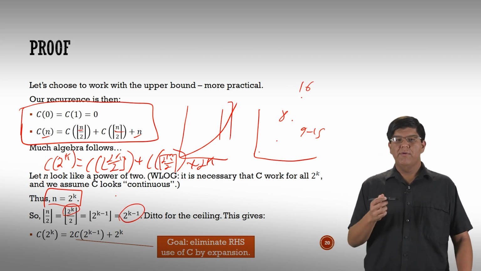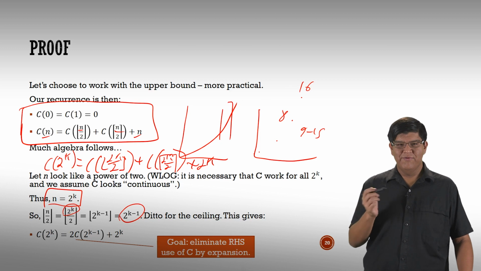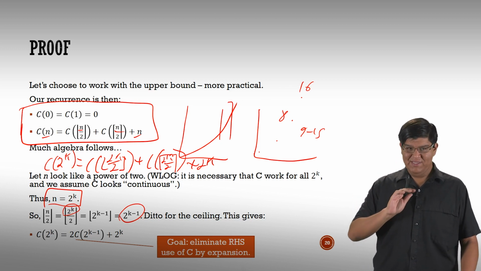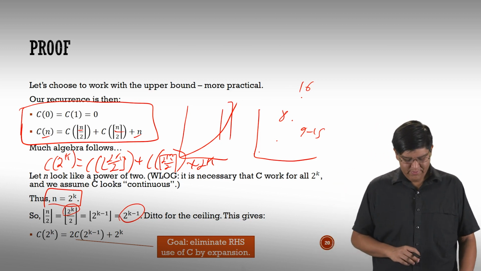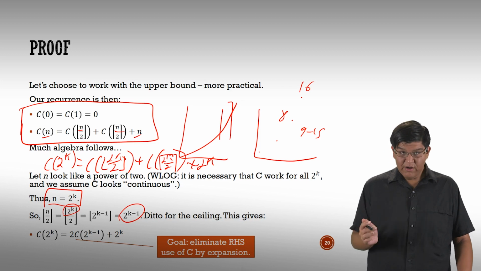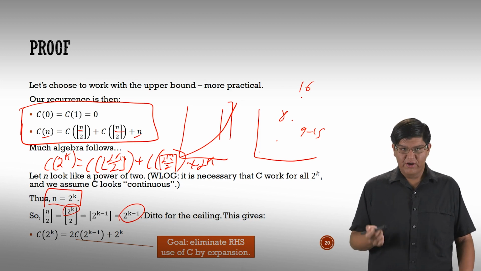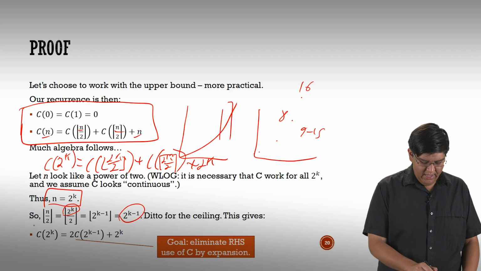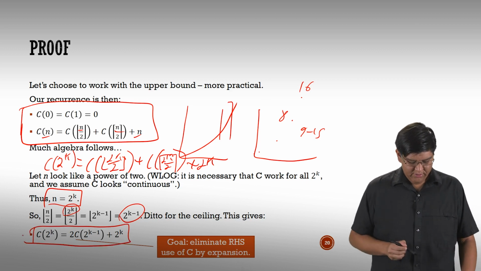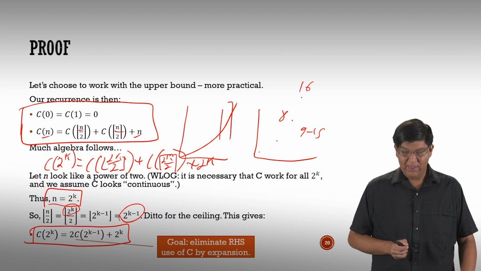And that's actually why we make this assumption, because we want to get rid of the floor and the ceiling, because those are annoying to work with. We don't want to do proofs that require us to manipulate those manually. It's just a pain. So we'll try to avoid that, and we're avoiding it by doing the substitution. And so what we get here is this final result: C of 2 to the k equals 2 C of 2 to the k minus 1, plus 2 to the k.